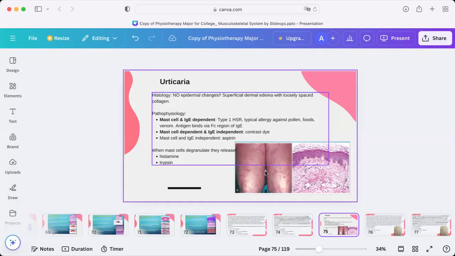As you guys can see over here, this is the gross appearance of hives. Over here is the histological appearance. This is our epidermis, okay? From here to here is our epidermis. And of course, this is all our dermis, which is what's going to be affected in hives. And as you can see, there's edema. So you can see that the collagen is loosely spaced. You can see the gaps. I hope it's clear, the gaps. But that means that it's loosely spaced secondary to the edema, okay?